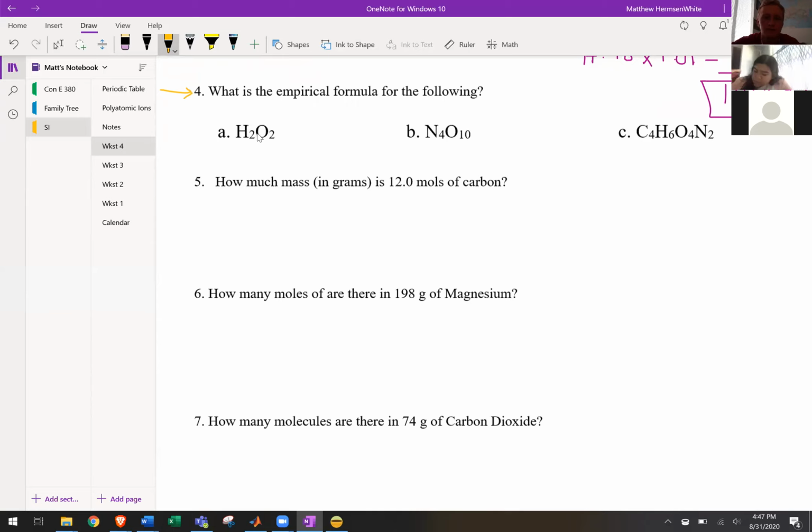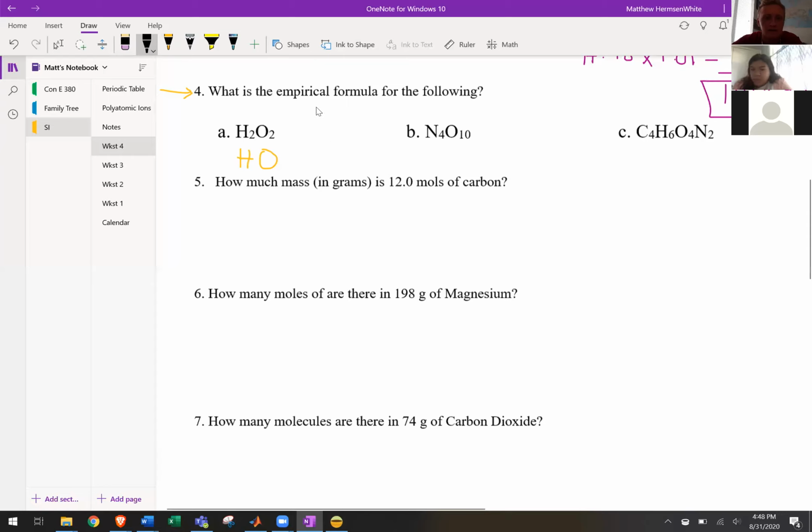So I guess the best way to learn is by example. So the empirical formula for H2O2 would just be HO. Do you see how both of these have 2 here? Well, we can divide these both by 2 and you just get HO. You're sort of simplifying it down to the lowest ratio of atoms.